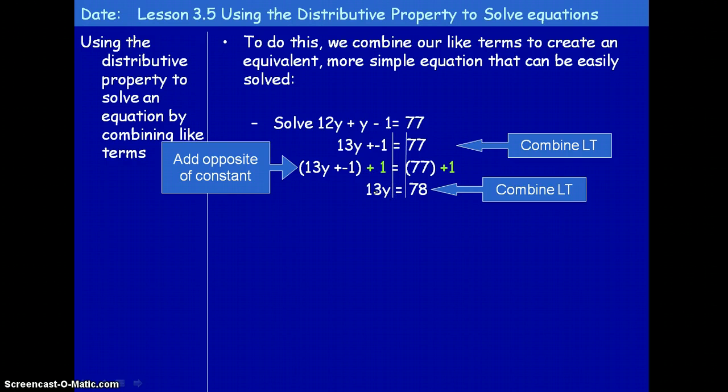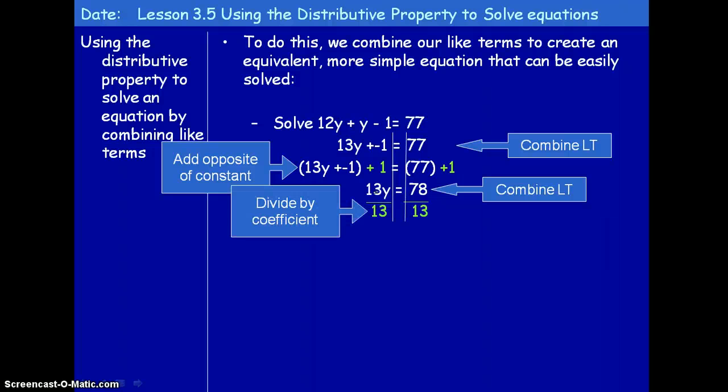This results in the equivalent equation 13y equals 78. After combining like terms, we want to divide by our coefficient, so we can see our common factor of 13 times in both the numerator and denominator, and our common factor of 13 times in the numerator and denominator on the right side. Our simplification results in y equals 6.